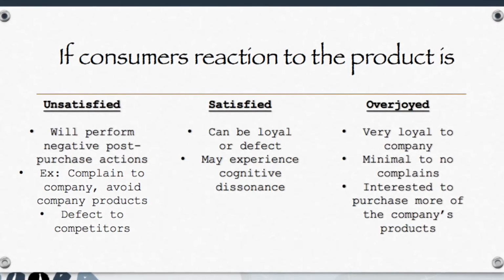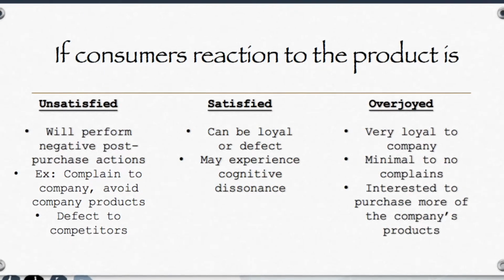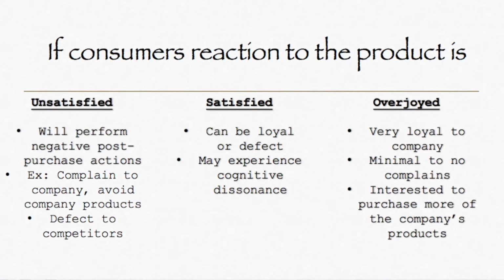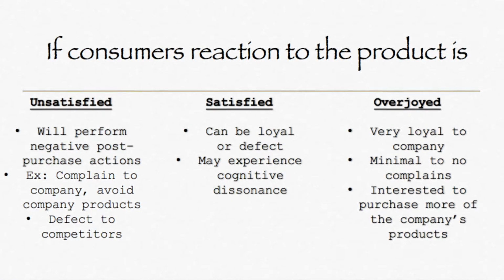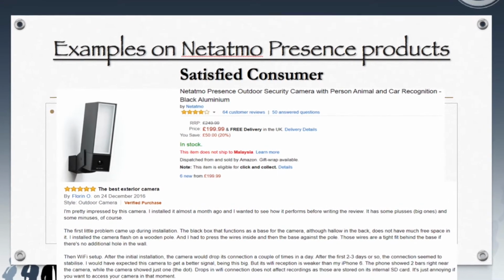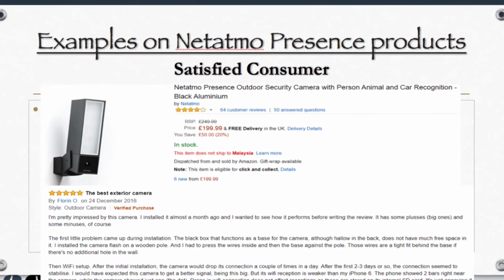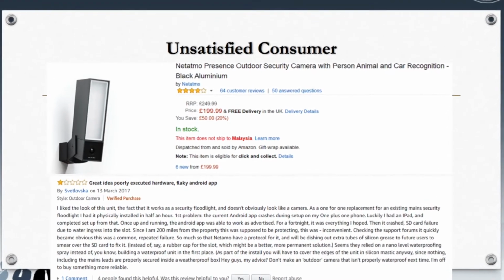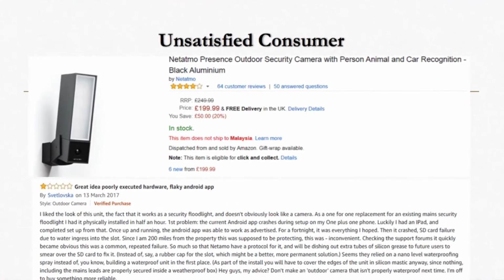Consumers are delighted by the product. They will be more loyal to the company with minimal to no complaints and willing to buy more of the company's products. Consumers are satisfied if the product meets or exceeds their expectations. However, they will be disappointed if the product fails to.